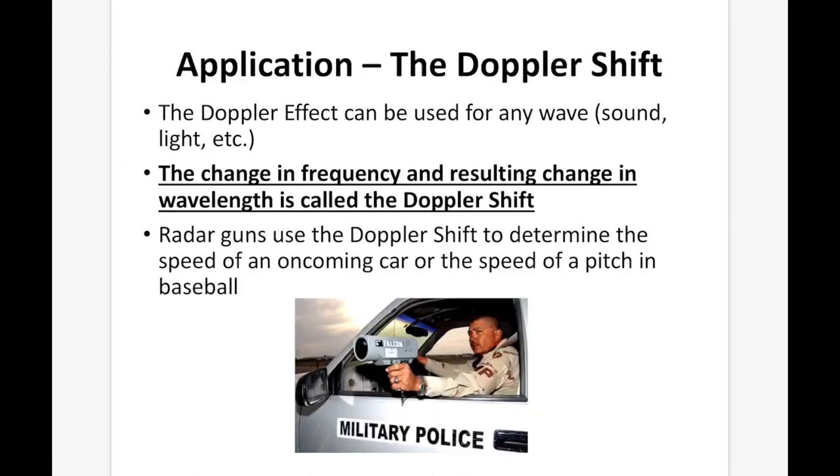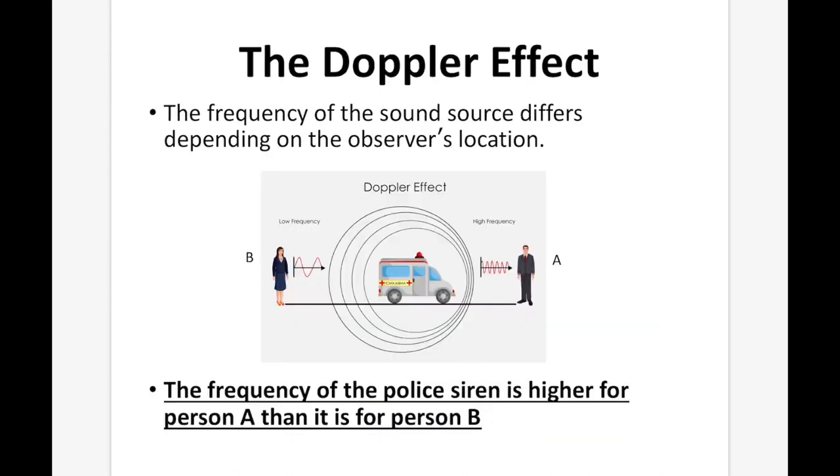Application: the Doppler shift. The Doppler effect can be used for any wave, sound, light, etc. The change in frequency and the resulting change in wavelength is called the Doppler shift. Radar guns use the Doppler shift to determine the speed of an oncoming car or the speed of a pitch in baseball. So again, an example of the Doppler shift would be the difference between the wavelength and frequency experienced by person A compared to person B.